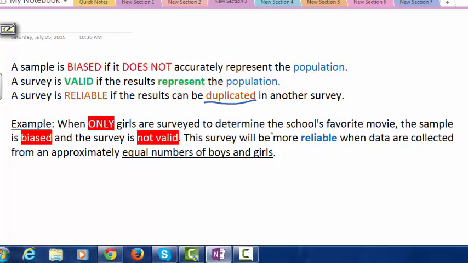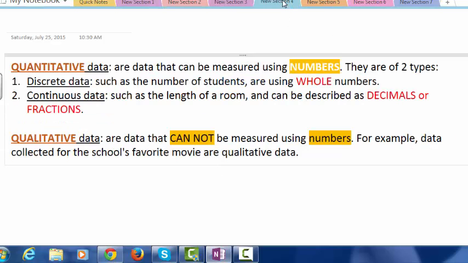This survey will be more reliable when data are collected from approximately equal numbers of boys and girls. So this is how we can transform a biased survey into a valid or reliable survey. So I hope that we understood now the difference between biased and valid and the difference between census and sample. Let's see another kind of definitions.